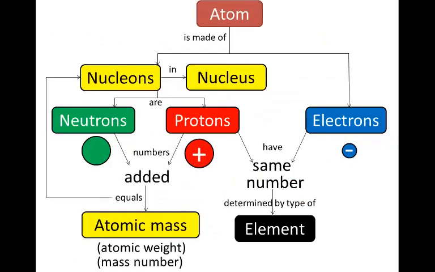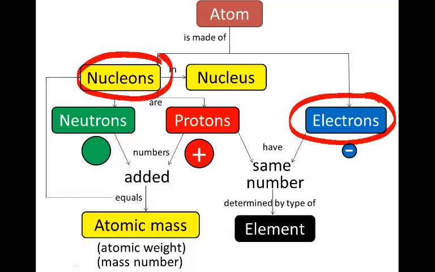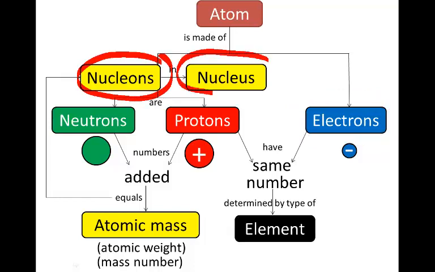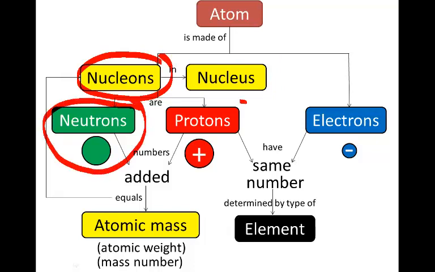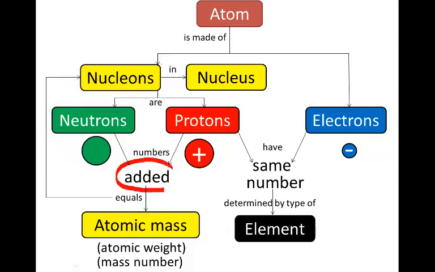So an atom is made of nucleons surrounded by electrons. The nucleons are inside the nucleus. And there are two kinds of nucleons: neutrons, which are neutral, and protons, which are positive. Add the number of protons and neutrons, and you get the number of nucleons, and the number of nucleons gives the atomic mass. And the atomic mass is also called atomic weight or mass number.